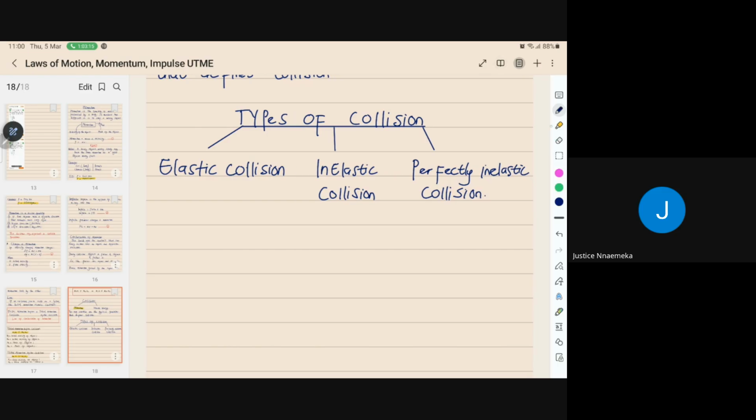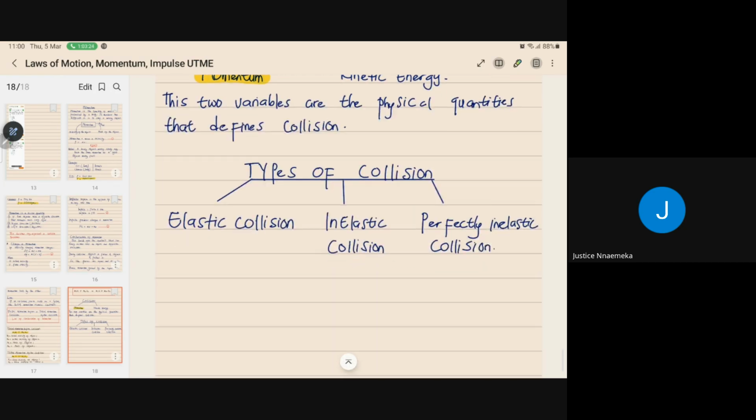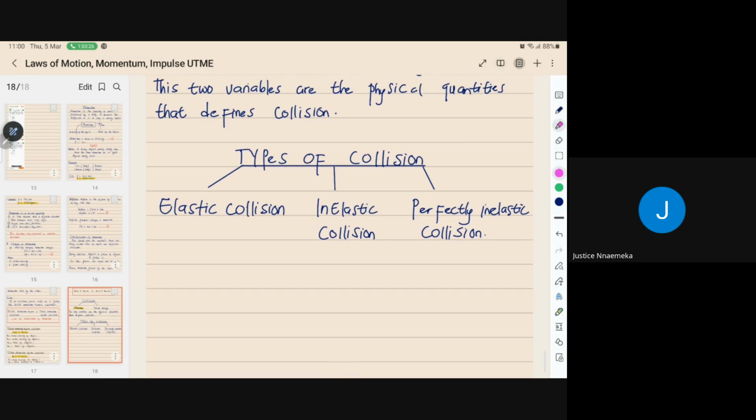So for this one, remember I said something about the two key variables that define our collision, which are momentum and kinetic energy. For elastic collision, always momentum is conserved and also kinetic energy is conserved. But for the one at the center, momentum is conserved as always, but kinetic energy is not conserved. Because in elastic collision, the objects collide and separate. They collide and they return back after their collision. Give me a thumbs up if you get what I'm saying.